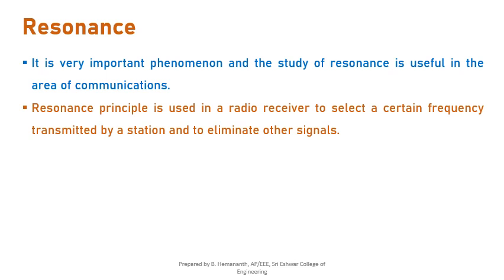For example, let us assume that 5 FM radio stations are broadcasting their signals with different frequencies. Suppose if we want to listen to the programs telecasted by one particular FM station, we tune our radio to one particular frequency. Then the radio receiver will receive the signals with that frequency alone, and all other signals will be eliminated.